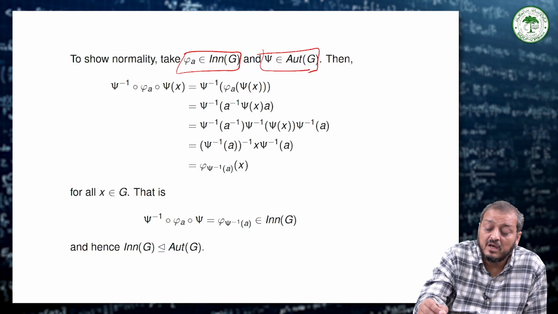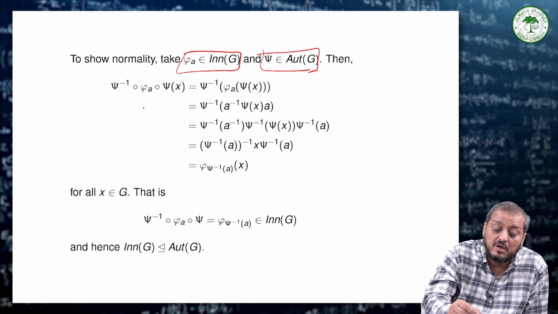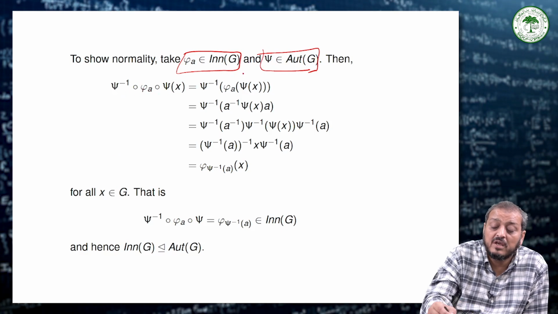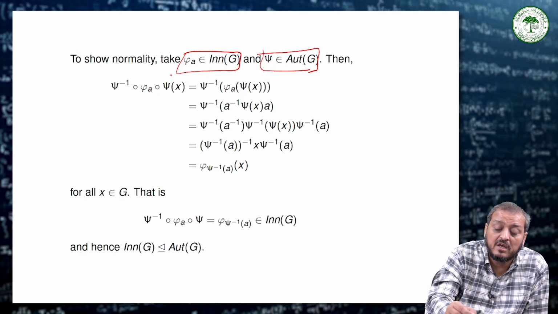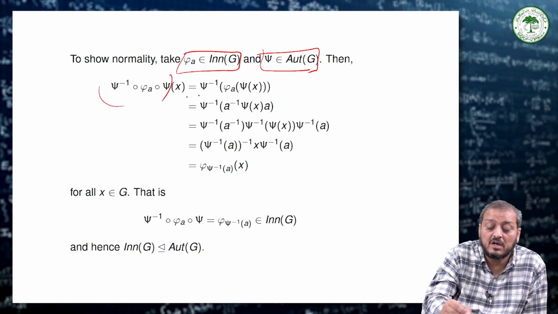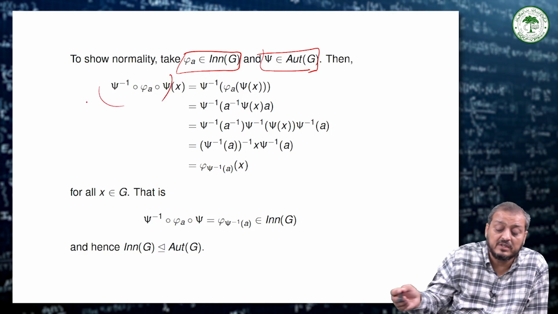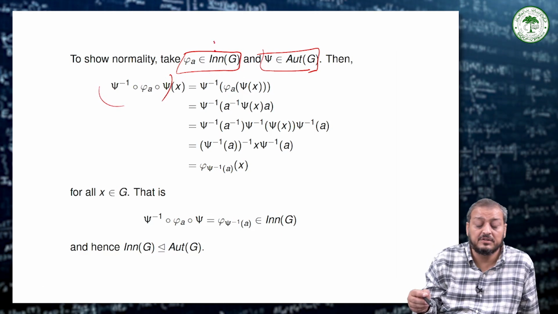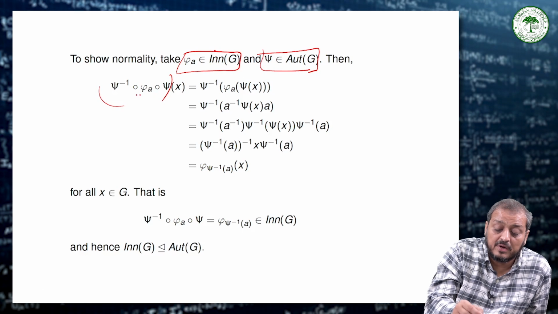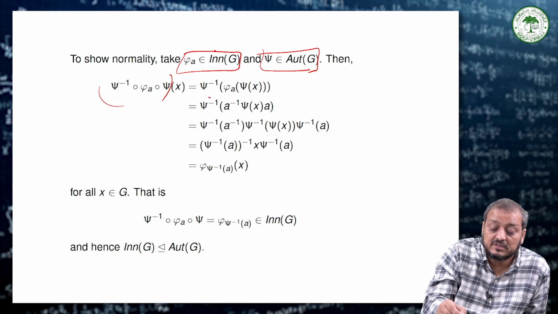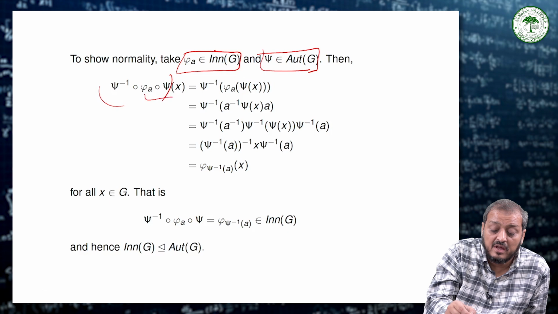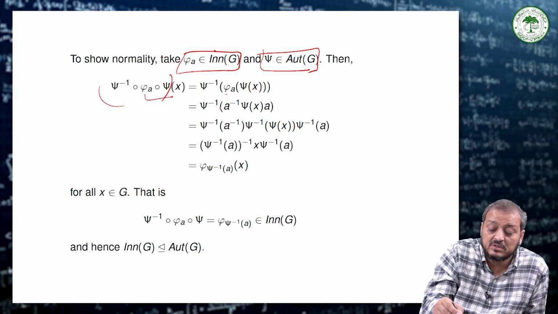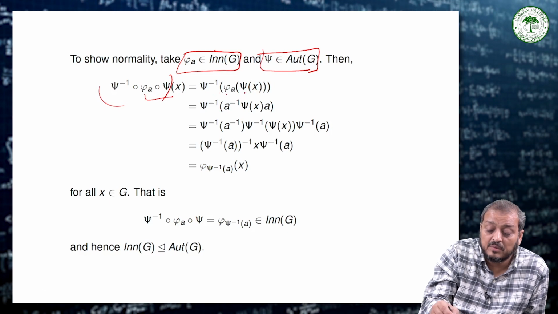Then we can show that psi inverse composition phi composition psi is again an element of Inn(G). So by the property of an inner automorphism, we apply psi here: phi of psi, and then psi inverse, is equal to phi.